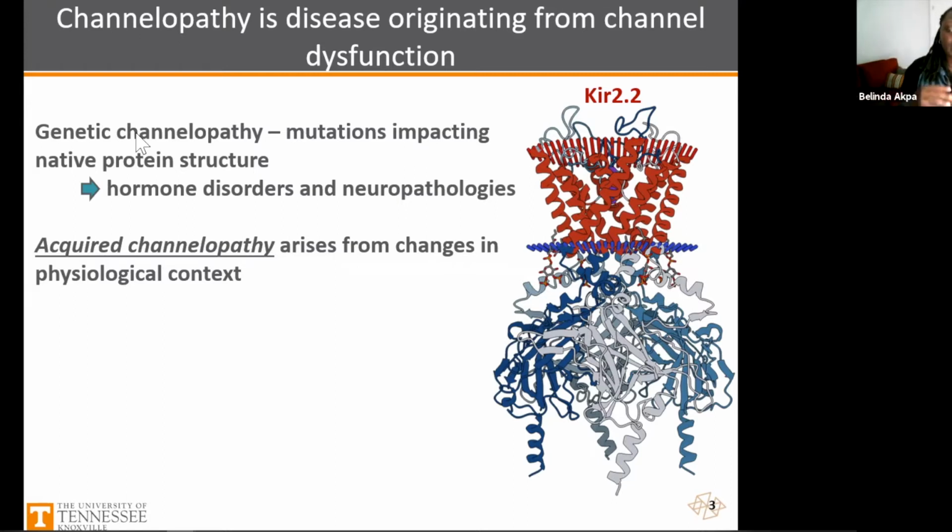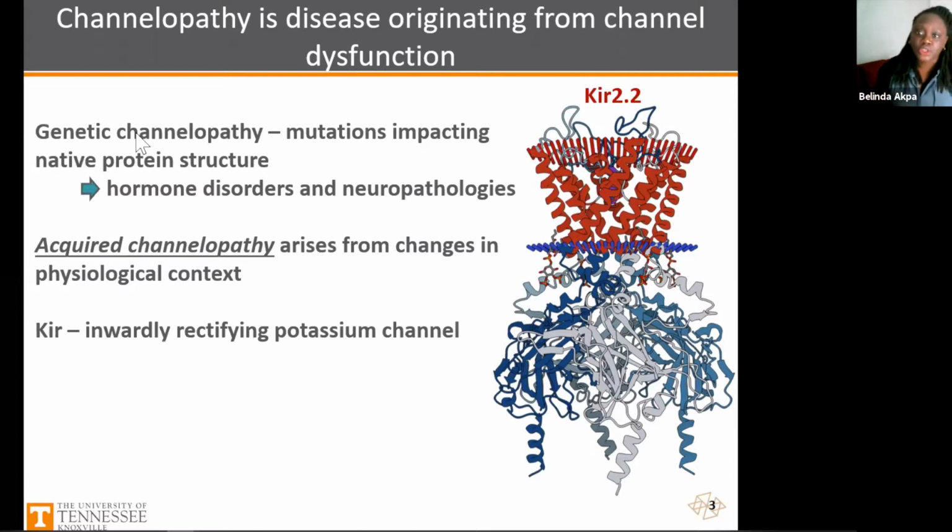And this is when the protein structure itself is a normal protein structure, but something changes in the physiological context of the protein that impacts its ability to change its shape as would be needed in order to open or close the pore to regulate the flux of ions.